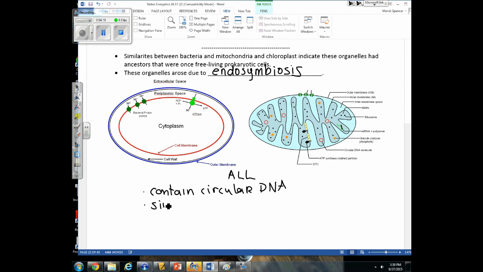they have similar ribosomes, and you can see them here in this diagram of the mitochondria. All three of them elongate and divide by binary fission. And you can also see that they're relatively the same size. So there's many similarities between bacteria cells and mitochondria and chloroplasts.